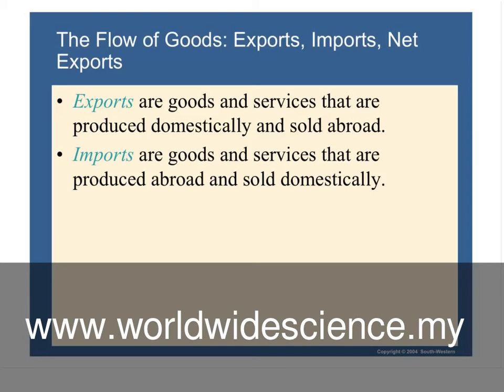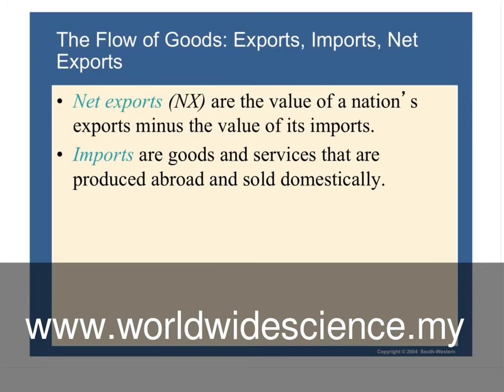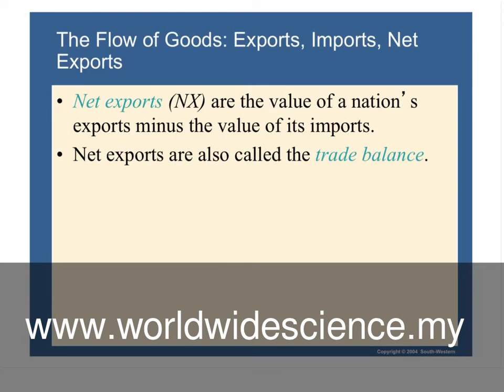So exports are goods and services that are produced inside the country and then sold in the abroad market. Imports are goods and services that are produced abroad and sold domestically. Net exports are the value of a nation's exports minus the value of imports. As we discussed, for GDP we needed net exports, and deducting imports from exports gives us the net exports. Net exports are also called the trade balance.